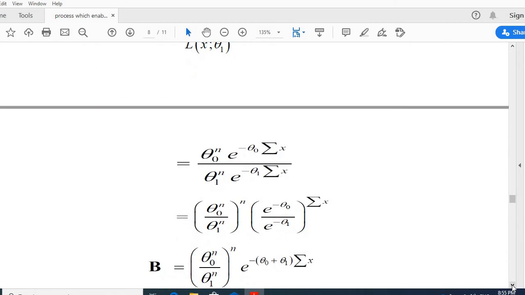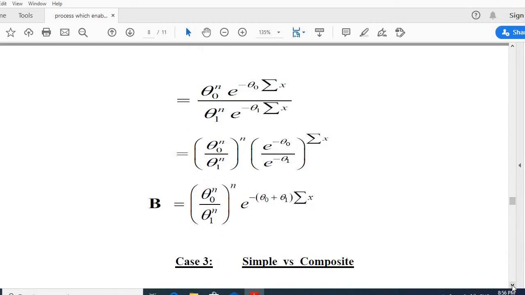After replacing the values and simplification, we obtain B is equal to θ0 divided by θ1 raised to power n, whole raised to power n minus 1, e raised to power minus (θ0 plus θ1) into sum of xi. This is a Bayes factor. On the basis of this, we can reject or accept the null hypothesis.